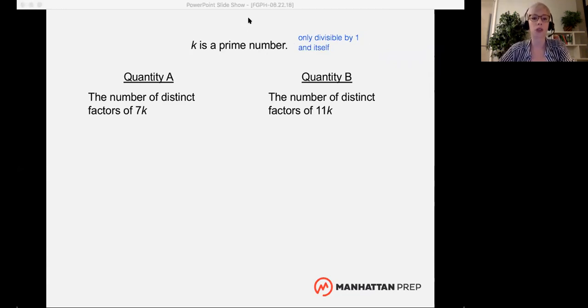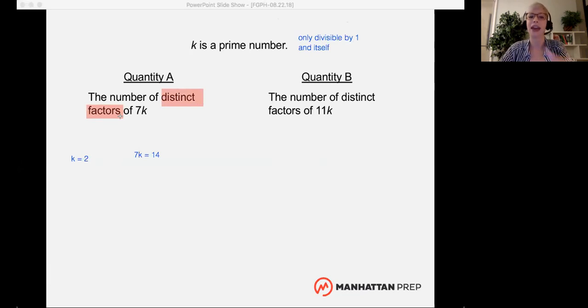And one strategy that we use a lot on GRE, on QC, is testing numbers. So you might have tried testing. Let's try 2. K is 2. So if we use 2 for K, then 7K would be 14. All right. Well, what are the distinct factors of 14? And here's where I want us to really pay attention to terminology. Number of distinct factors. That's definitely going to matter.